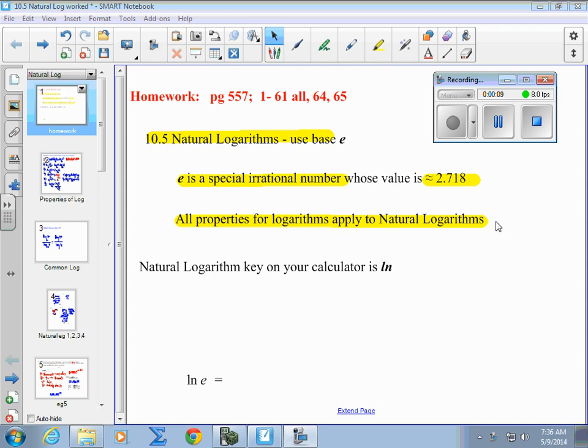All right, good morning. Today we're going to be going over natural logarithms. Natural logarithms use a base of e.